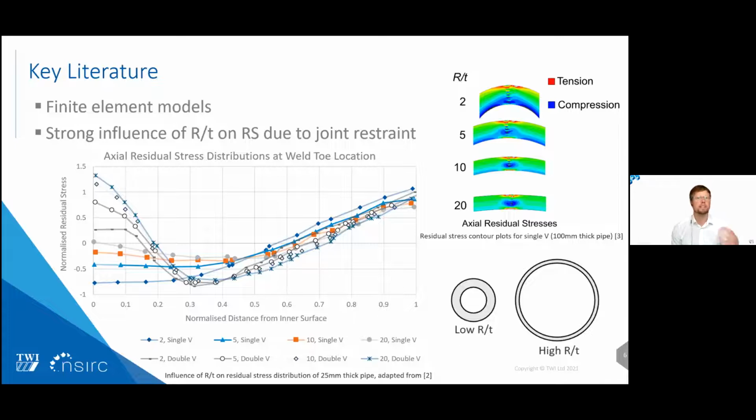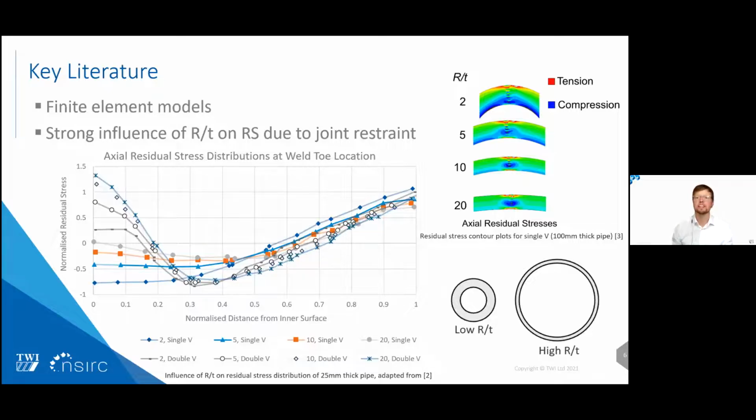Here are some of the results from this work in literature, which show that there is indeed some influence of R/T on residual stress, particularly towards the pipe inner surface.